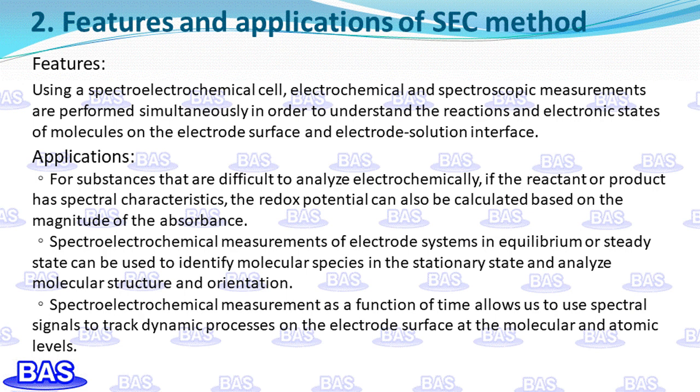Spectroelectrochemical measurements of electrode systems in equilibrium or steady state can be used to identify molecular species in the stationary state, and analyze molecular structure and orientation. Spectroelectrochemical measurement, as a function of time, allows us to use spectral signals to track dynamic processes on the electrode surface at the molecular and atomic levels.